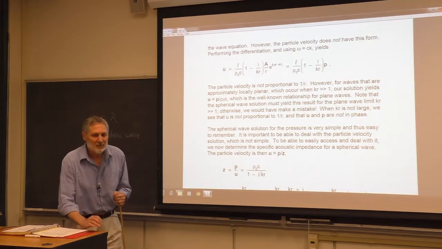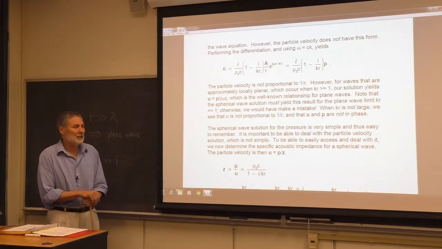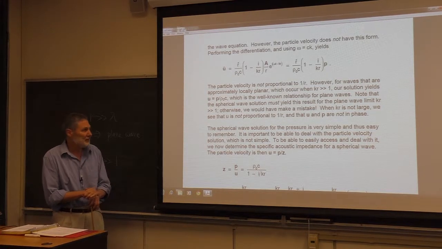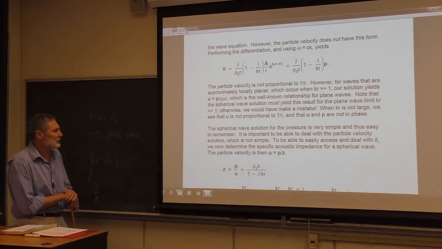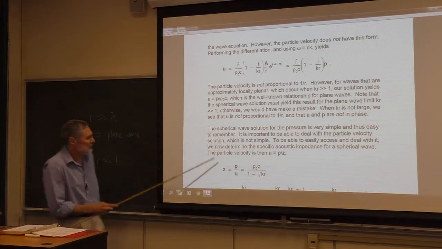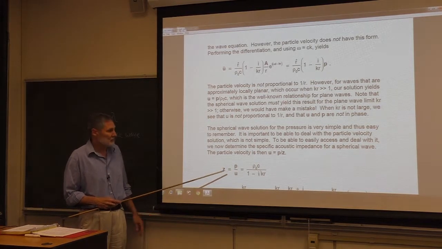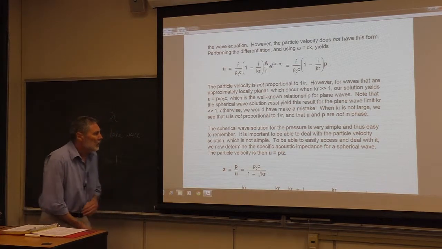But as I've mentioned to you before, we're going to use it a lot here. In fact, this is our first case where it's going to be very useful. So I want to tell you, we're going to form the impedance here for a spherical wave. It's easy for a plane traveling wave. And why are we doing this?